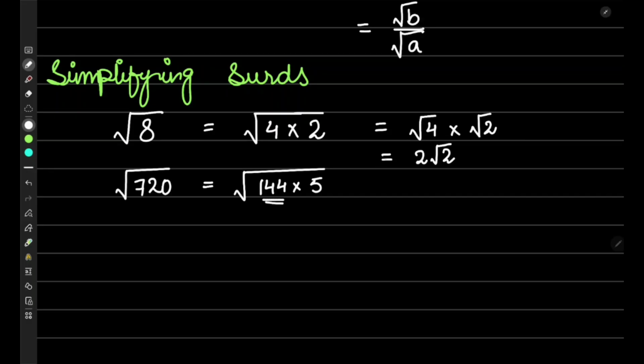Okay, so first of all, distribute the square roots: square root of 144 times square root of 5. It is a complete square of 12, so we'll get square root of 144 to be 12, so 12 root 5. This will be your way of simplifying the surds.